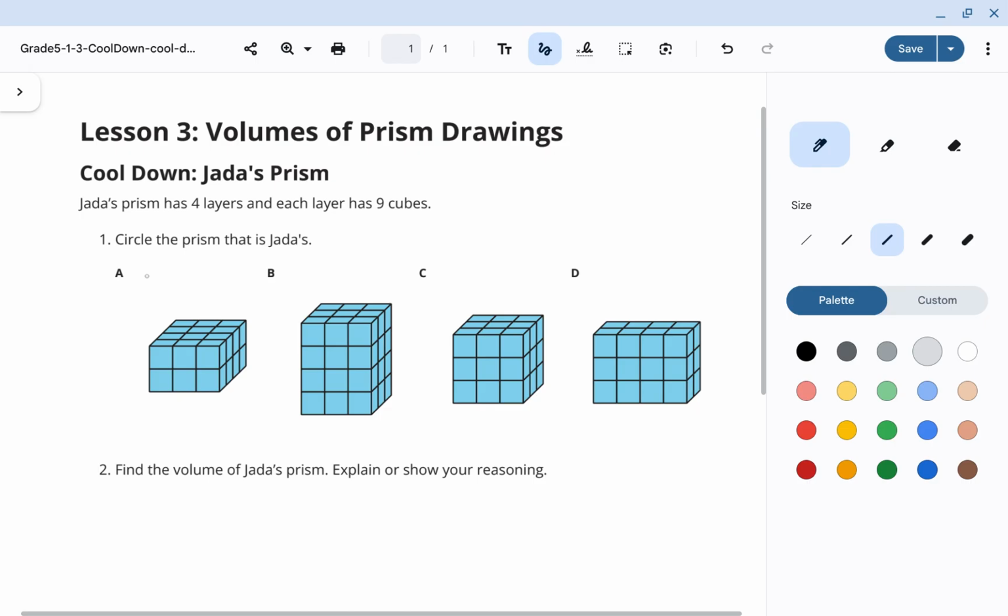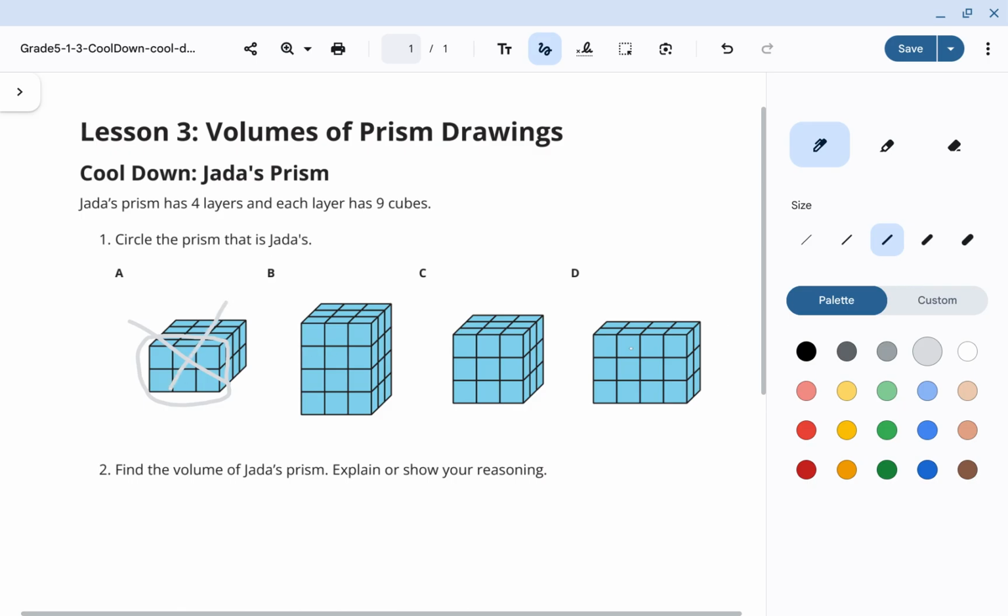So first of all, when I take a look at this prism A, I can see that it does have 4 layers if I'm thinking about those layers being vertical. However, one layer here, this front layer, has 6 cubes, right? So we're going to have 6 cubes here, 6 cubes in the second layer, the third layer 6, the back layer 6, but it is not 4 layers of 9 cubes. So I know that this one is not Jada's prism.